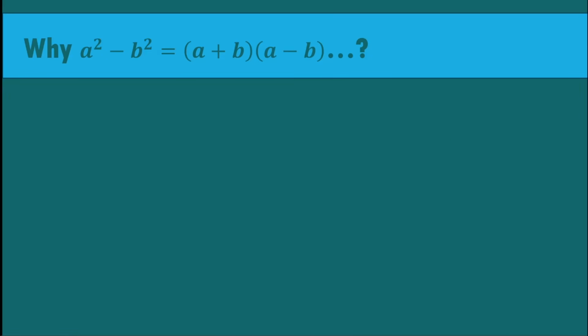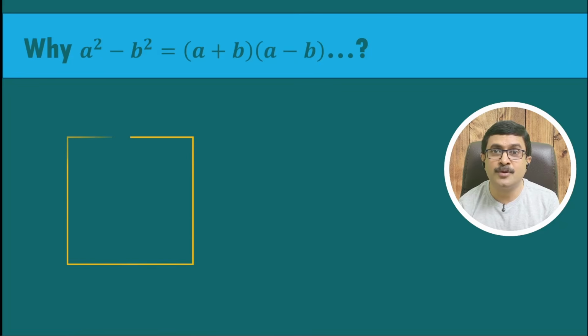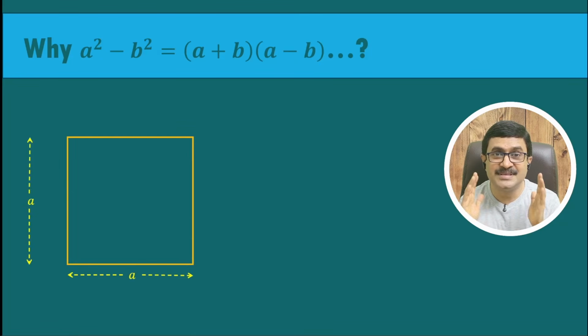So here the question is, why is a squared minus b squared equal to a plus b times a minus b? To give you a visual experience of this equation, let me draw a square like this with side A. Now what about the area of this square? You know that it is equal to a squared.